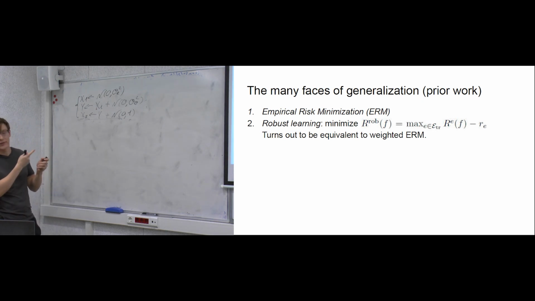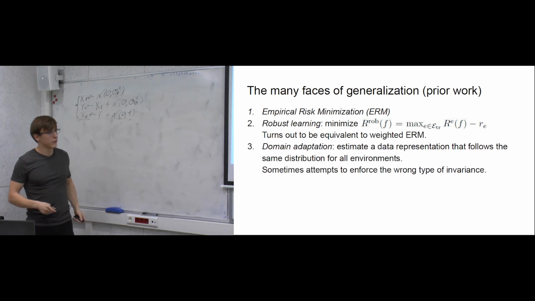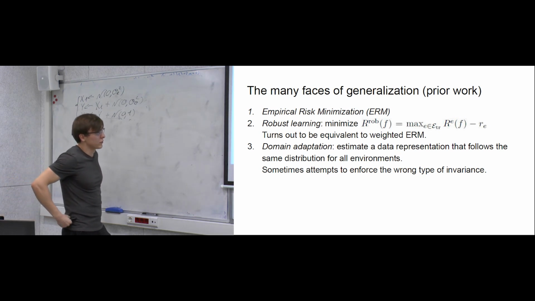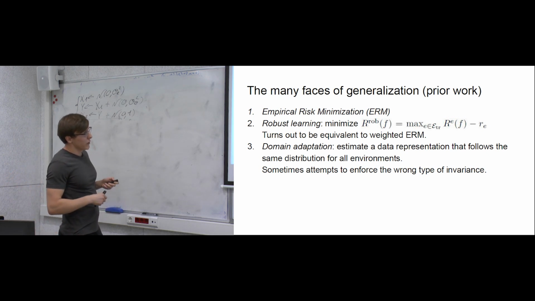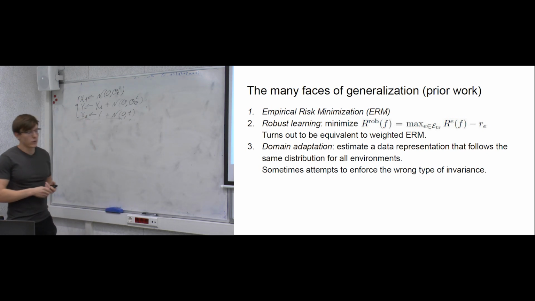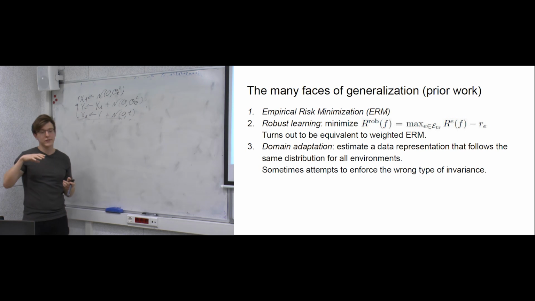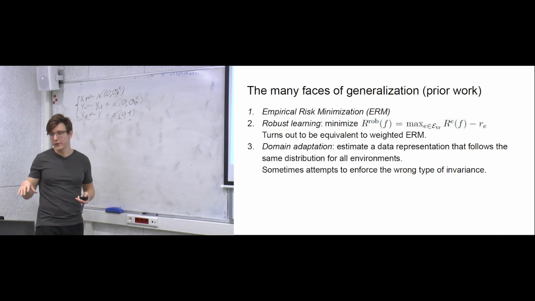But as we see, we already have two methods that can cope with this problem. Now the third one is promoted by many different authors, for example, by Viktor Lempitsky. Domain adaptation principle. The formulation is very simple. We want to find a data representation which has the same distribution across all environments. Okay?